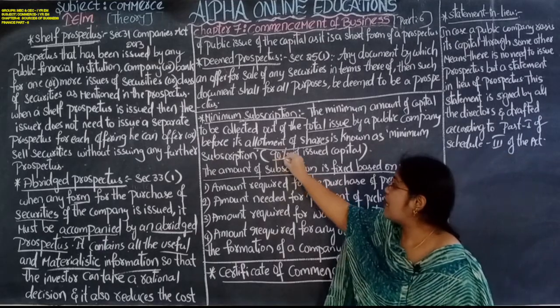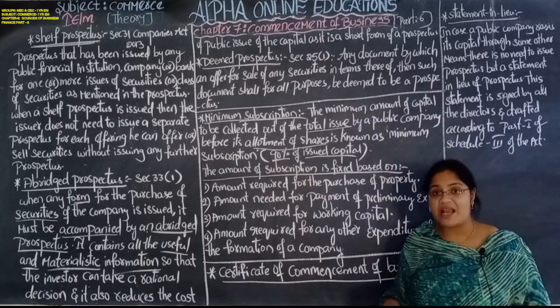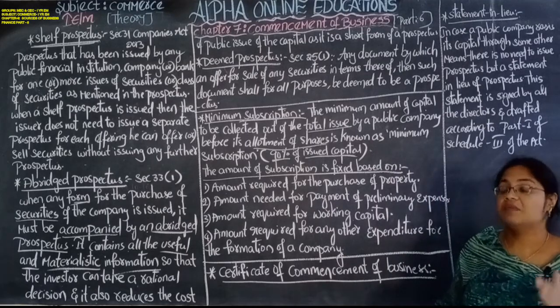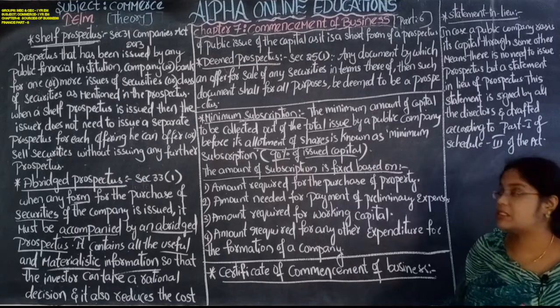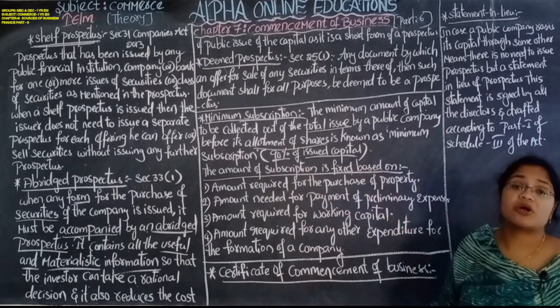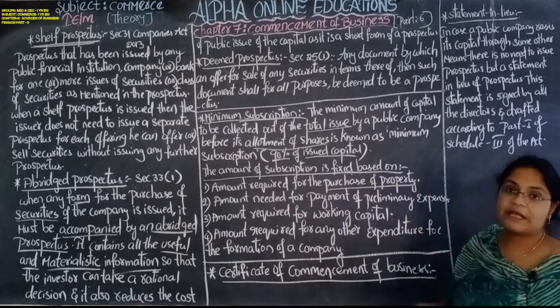Nowadays it will be 90% of issued capital. If the company fails to get the minimum subscription amount, at that time it has to return the amount it has taken from the investors, okay. So generally this subscription amount is fixed on the basis of the amount required for the purchase of property, okay.